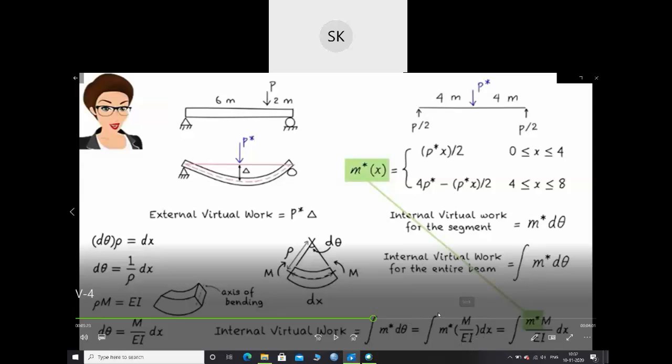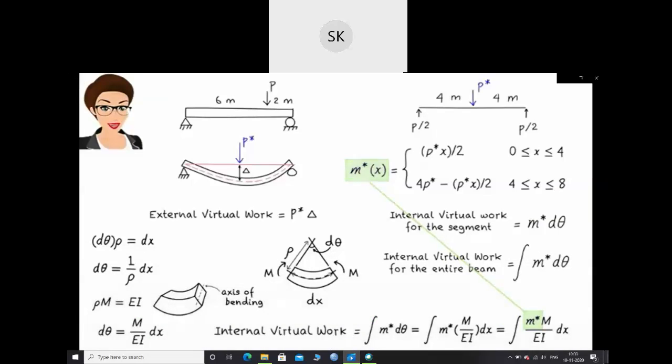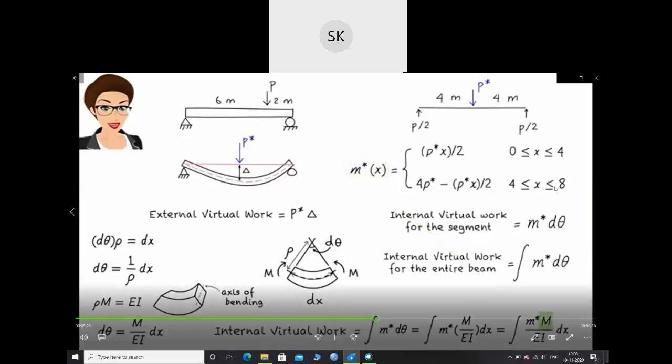Now this integration will have these boundaries, 0 to 4, 0 to 4 plus 4 to 8, like this. You will understand when you solve the numerical, but that will be your internal virtual work. External will be P star into delta. Your internal will be the moment equation of that beam into d theta, which is m by EI dx, where P star is the virtual load, and m is the bending moment equation due to the real load.